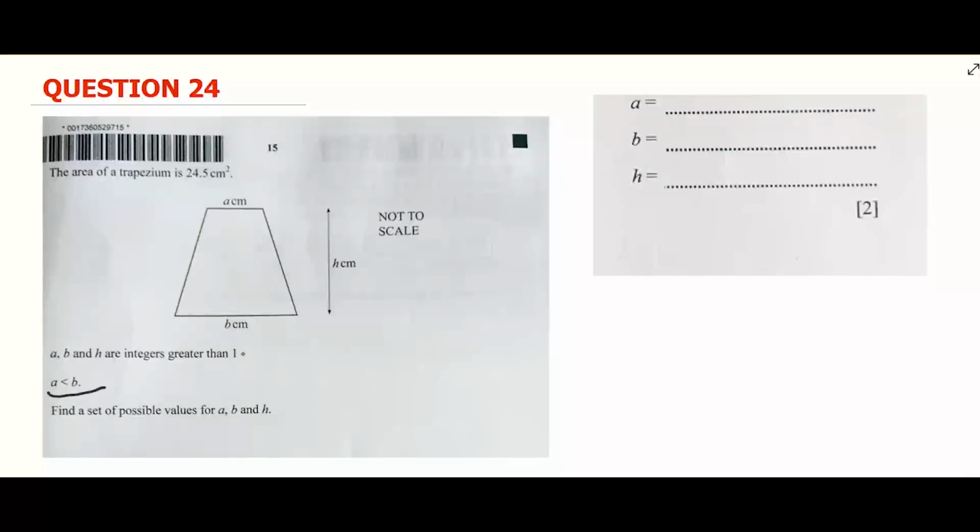So to do this is very simple. The diagram is a trapezium, and already we know that the area of a trapezium is A add B times H over 2. Okay, in this case the area is given as 24.5 square centimeters. So it's equal to A add B times H over 2. So if you cross multiply, you're going to see that 24.5 times 2, you can do it up here.